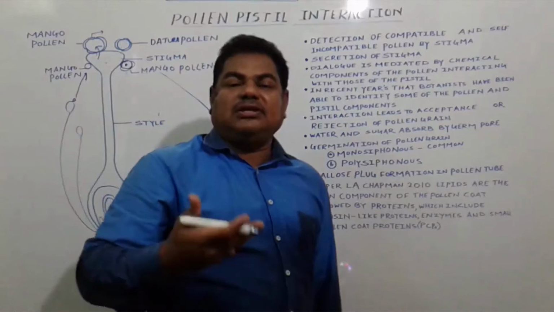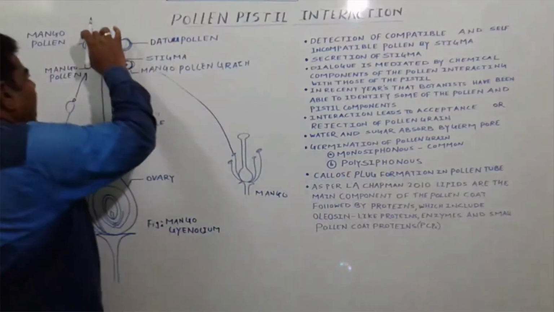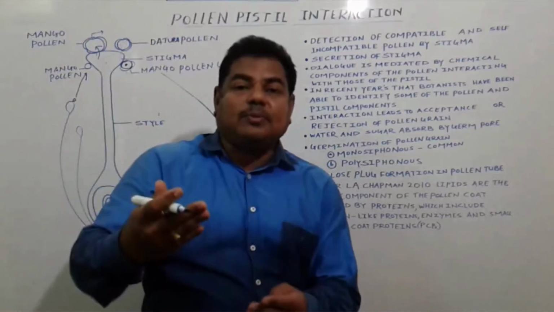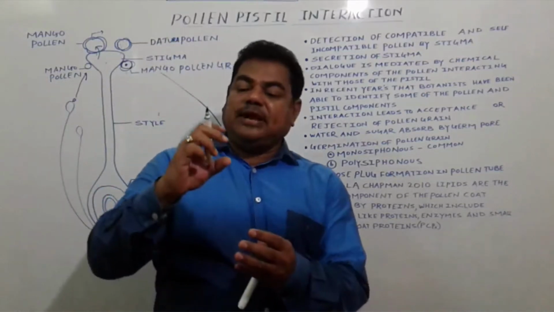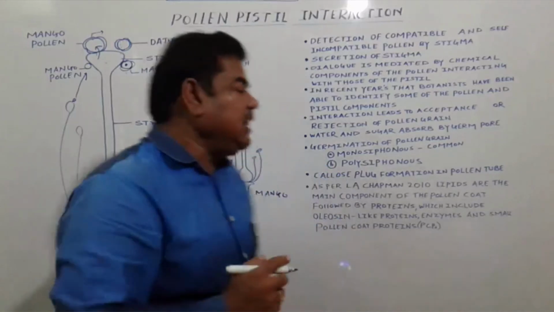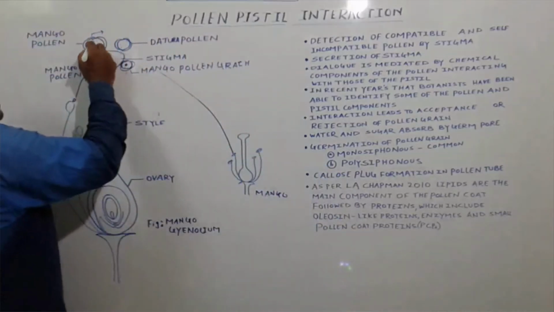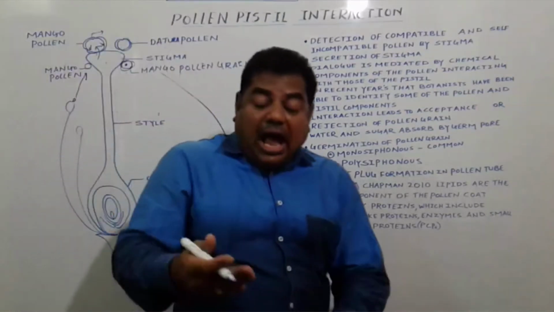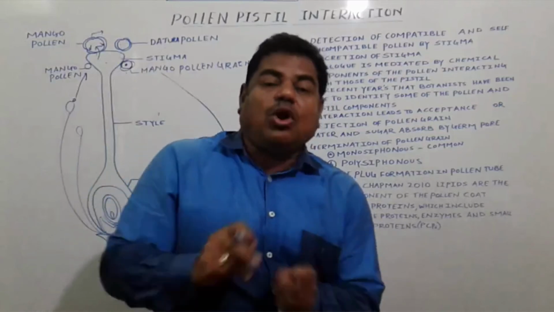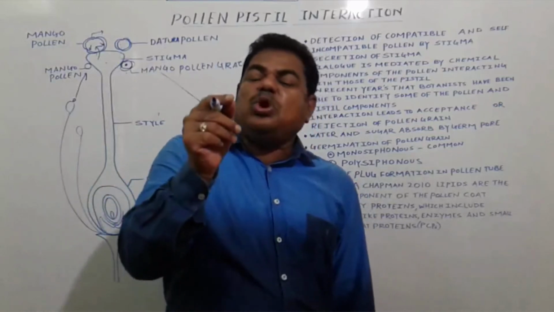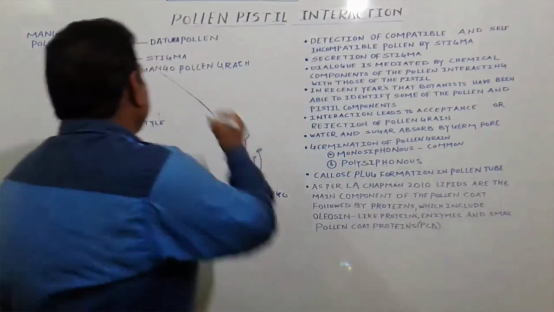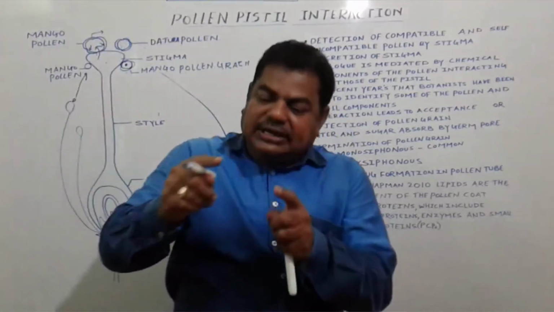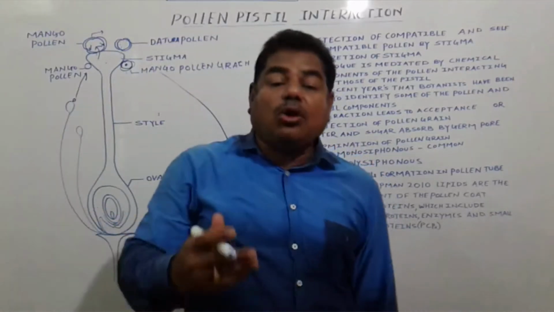The stigma provides water and sugary material to the pollen grain, and the size of the pollen grain increases. The volume of cytoplasm and nucleoplasm in the pollen grain increases, and due to which it exerts a pressure on the wall, the intine wall of the pollen grain, and due to which the pollen tube comes out. Due to the hydrostatic pressure, water pressure, or turgor pressure, the intine wall comes out in the form of a tube.